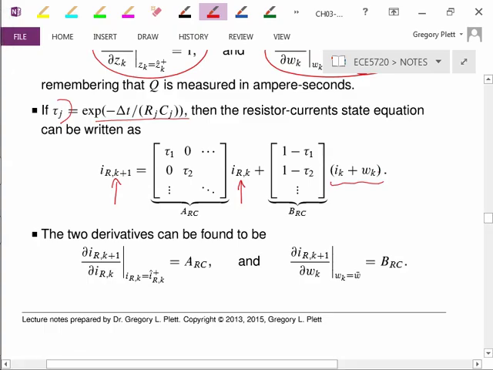I'm going to call this first matrix A sub RC and the second matrix B sub RC. And when we take the vector derivative of I at the next time step with respect to I at the present time step, we get the matrix result A sub RC. So this is using vector calculus as opposed to just standard calculus. And then when we do the same thing with respect to the W input, we get B sub RC.